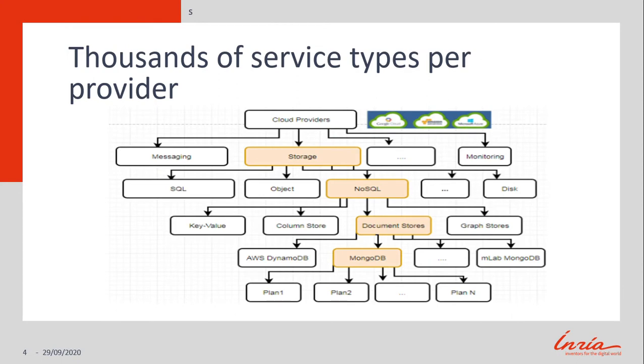We witness the emergence of hundreds of cloud providers that offer several types of services, such as messaging services, storage services, queuing services, etc. These services are presented as plans that are described with different configurations.